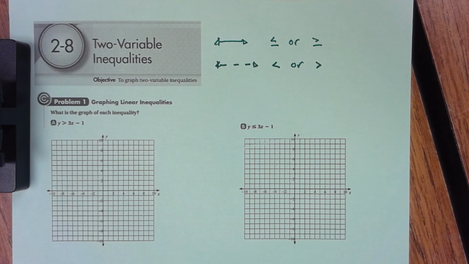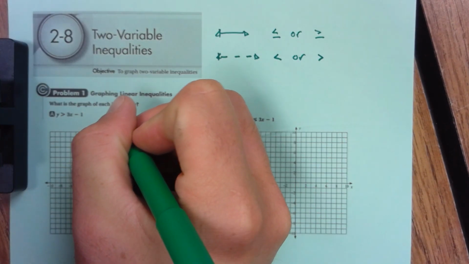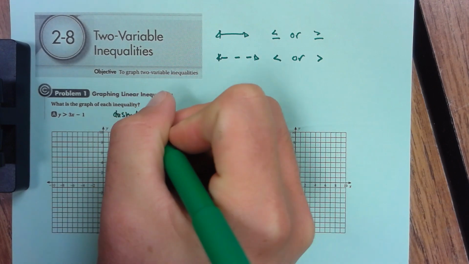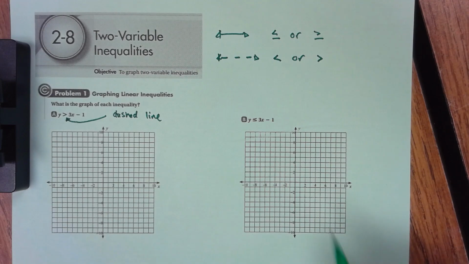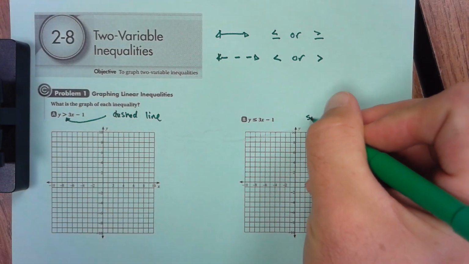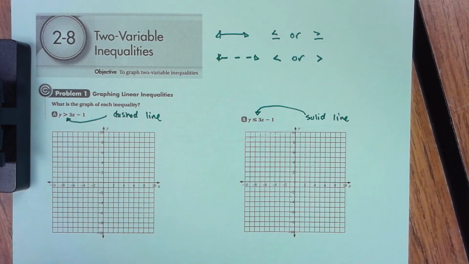When we use that dashed line, we're saying the points on these lines do not make the inequality true. I'll explain what I mean by that in just a moment. So looking at A, this is going to be a dashed line because of this being just greater than, as opposed to B, this will be a solid line because we have the less than or equal to.